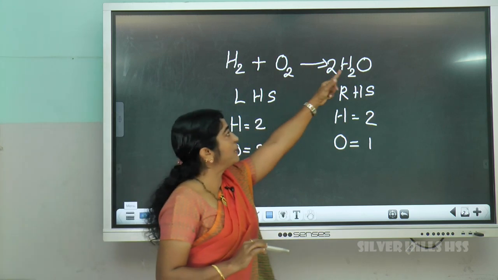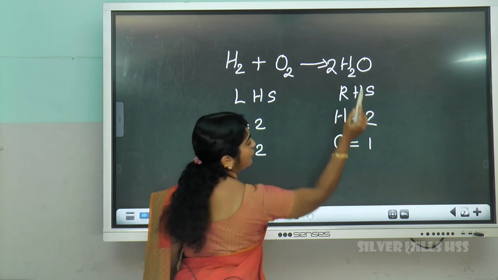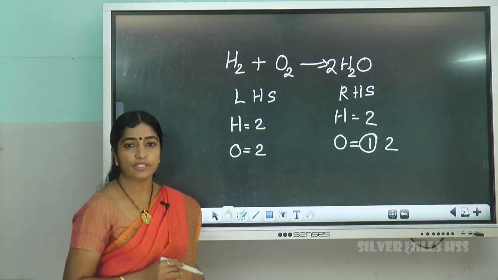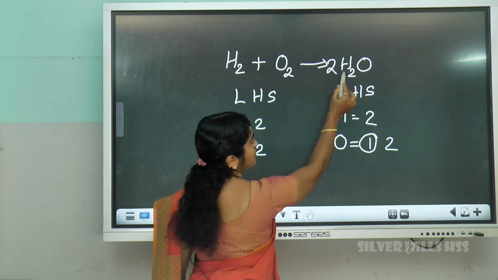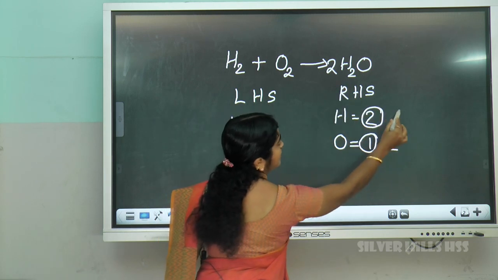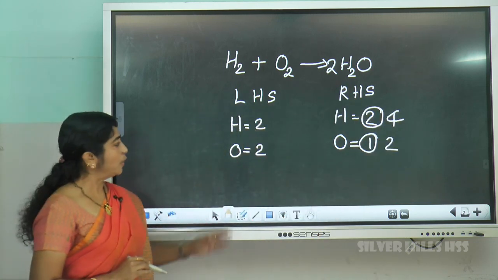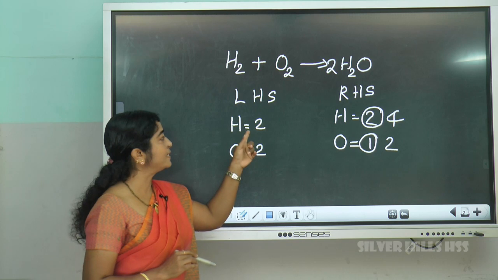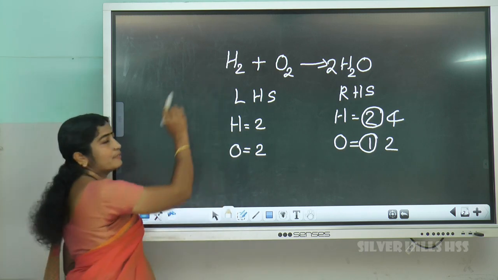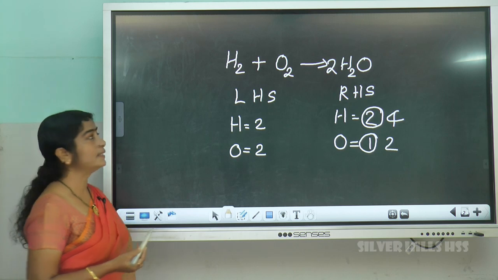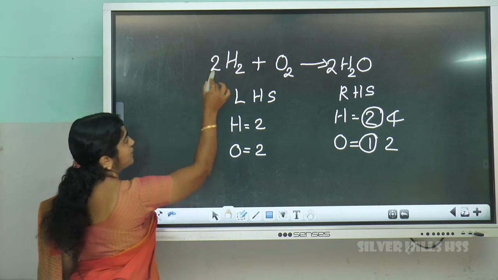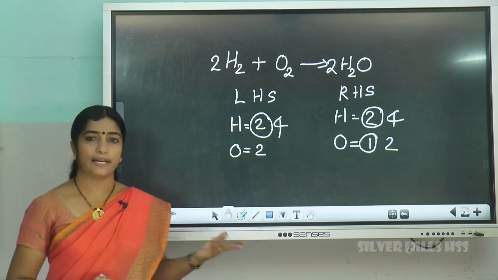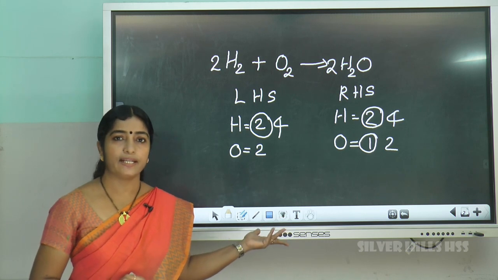Now you are multiplying by 2. Now oxygen became 2 into 1, oxygen became 2. Hydrogen also changed. The number of hydrogen atoms changed. Now the number of hydrogen atoms became 2 into 2, that is, 4. Now oxygen is balanced, but hydrogen is not balanced. So we have to make hydrogen 4 on the left. Which number do we have to multiply? When you multiply by 2, it becomes 2 into 2, hydrogen becomes 4. Now hydrogen is also balanced. Now it became a balanced chemical equation.